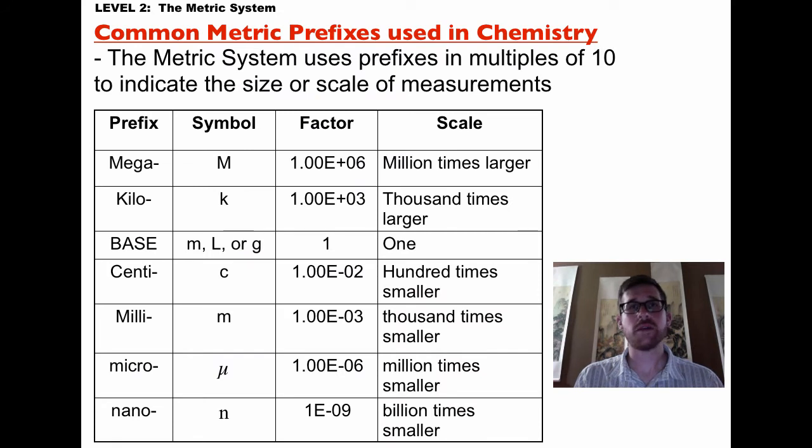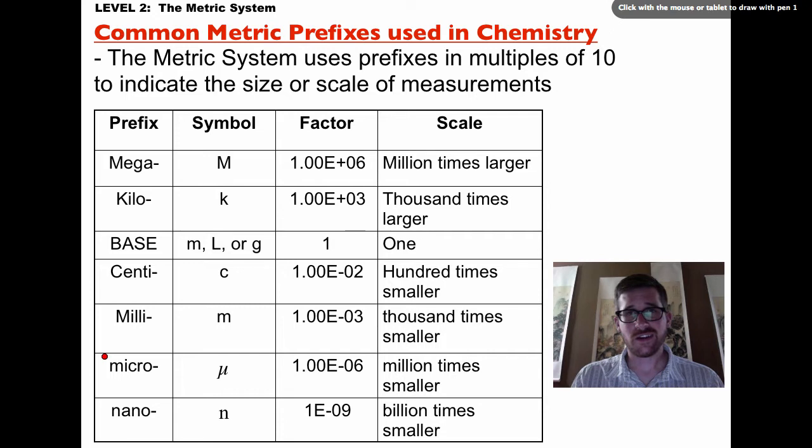So, some common metric prefixes used in chemistry. These are not all the metric prefixes. These are just the ones that I want you to be aware of. Looking here, there are six that you need to be paying attention to and know cold. So take a look. You've got mega, kilo, centi, milli, micro, and then nano. Sorry. So we have some symbols here.